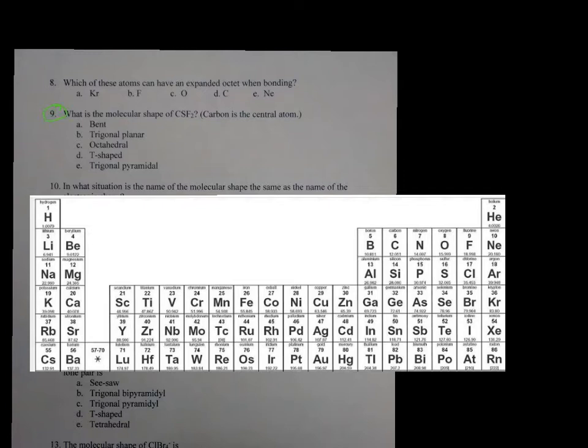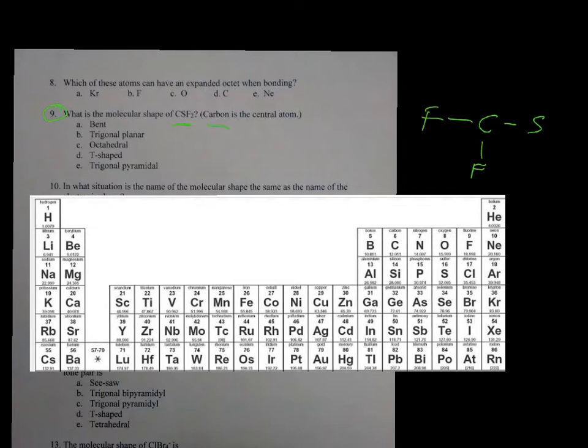Let's look at number 9. Number 9, they want to know what the molecular shape of this compound is, and they give us this nice hint that carbon is the central atom. So if we're ever going to figure out shape or bond angle, we need to draw the Lewis structure. So I'm going to put carbon in the middle, sulfur, fluorine, and fluorine.